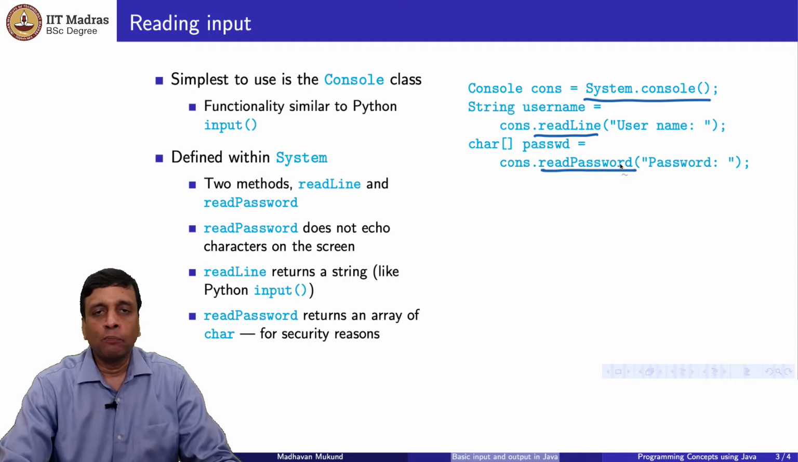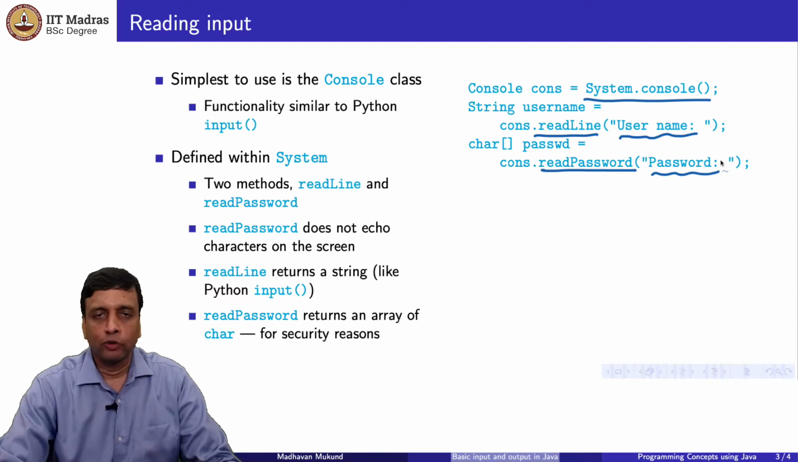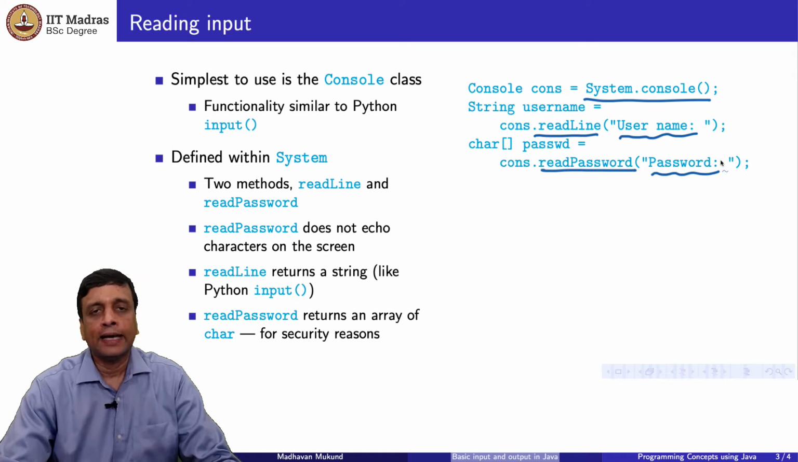So just like the input function in Python, the readLine and the readPassword allow you to display some prompt to the user to indicate what is expected. The difference between these two is only that when the user types something in response to readLine, the user will see it. Whereas with a password, as you know, when you type a password or something sensitive in any application, it just prints stars or dots or something invisible. So a readPassword will not echo the input in a readable form. ReadLine will read it.